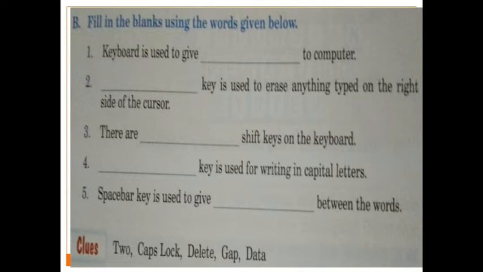First one, keyboard is used to give dash to the computer. Which is the correct answer? You have 5 options: to, caps lock, delete, gap and data. Data. Okay, so you have to write data over here. What is the spelling of data? D-A-T-A, data. So keyboard is used to give data to the computer.